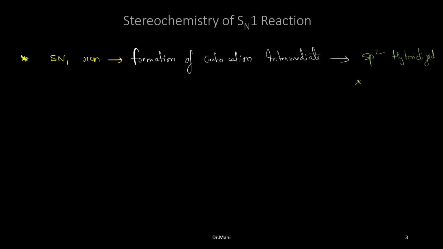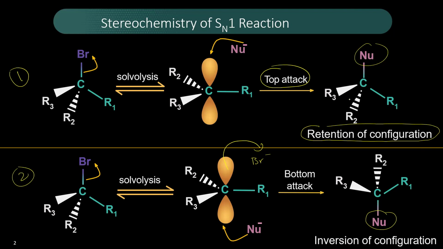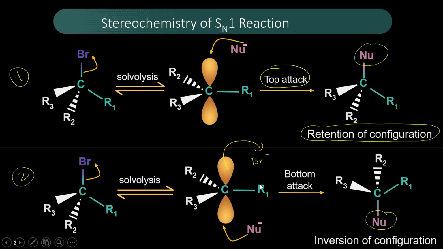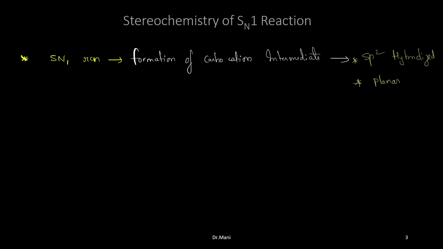And not only sp2, the other thing you need to remember in this is that it is a planar structure. You can see here. It's a planar structure. So as it is a planar structure, there is a possibility of a top side attack and a bottom side attack. Understood? So there are two possibilities. It could attack from the top or it could attack from the bottom, as it's a planar structure.